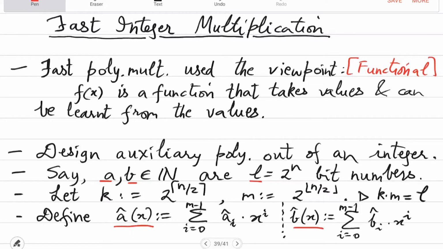So formally, a gives you a hat of degree m minus 1, and the coefficients a_i hat are k bits. So they are numbers between 0 and 2 raised to k. And we'll assume that km is L.